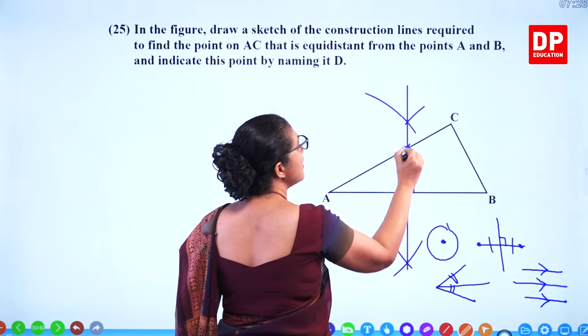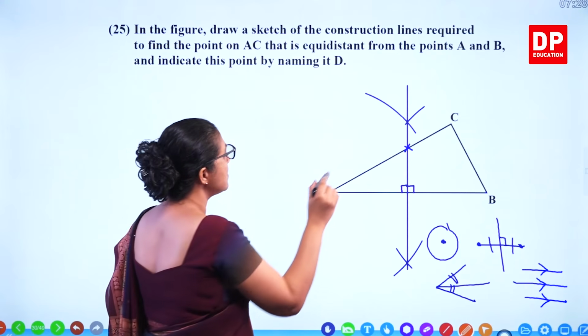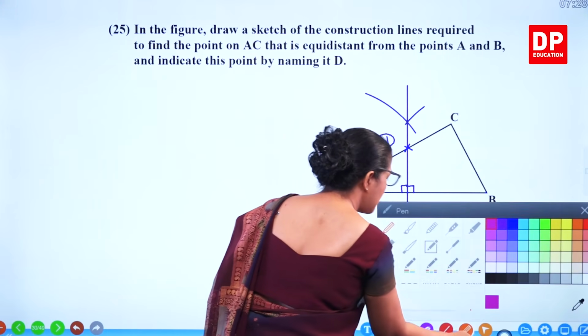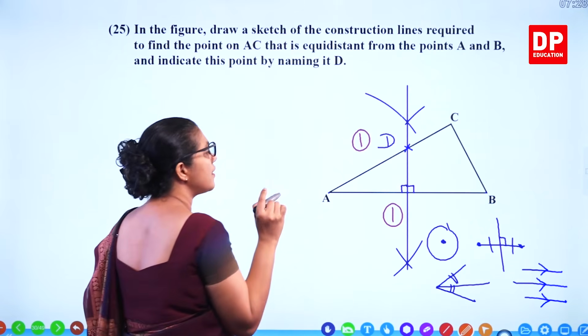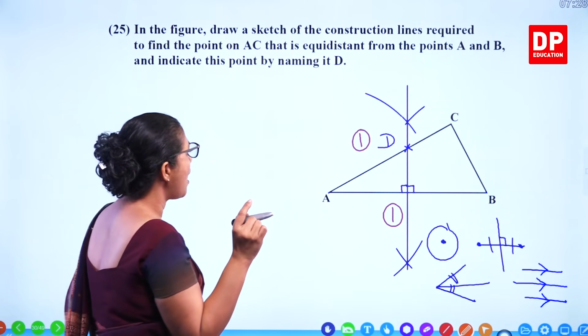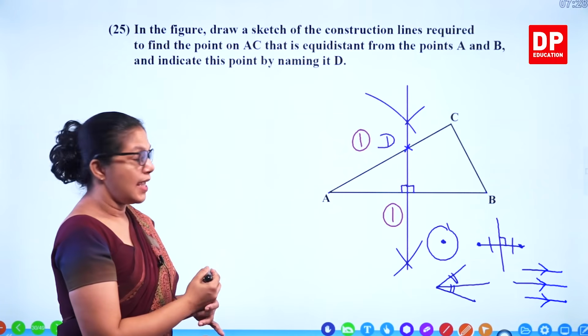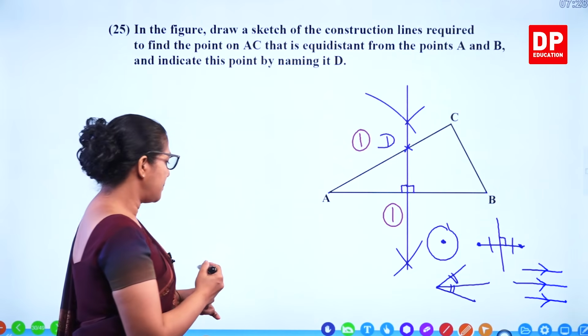Where's D then? Where it cuts the AC line. So D is here. So you get 2 marks. Drawing the perpendicular bisector 1 mark and identifying the D point 1 mark. So that's the last question in part A. Now we'll discuss part B questions.